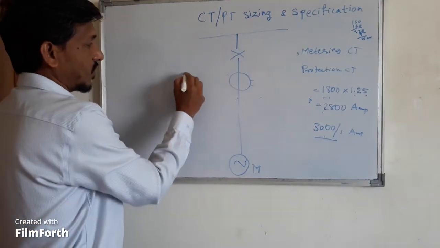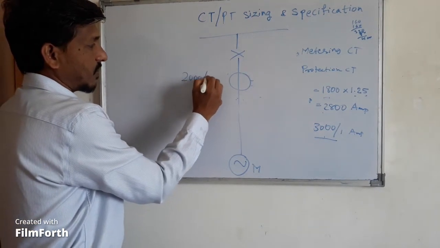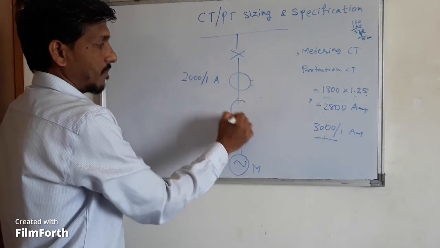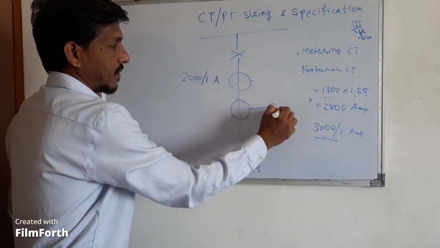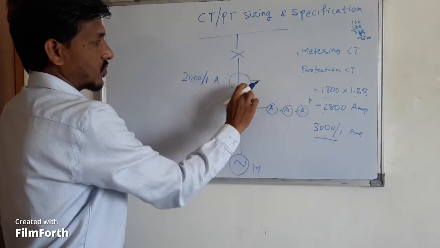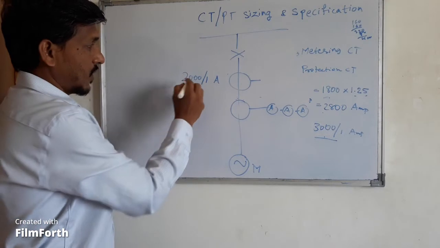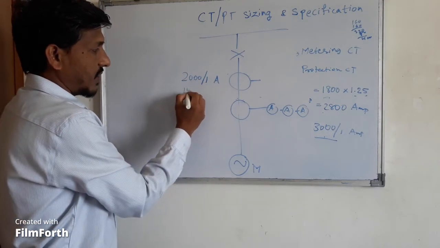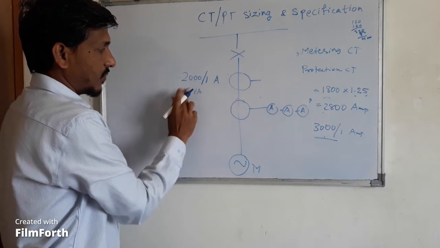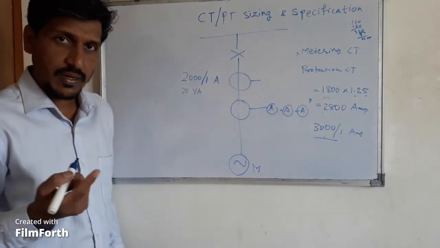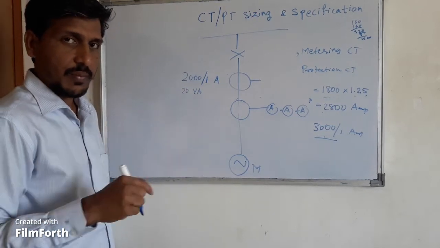The ratio is normally the same for a metering and a protection CT. We have considered the metering ammeter and a metering CT here. We will show the protection CT now. So the ratio is the same, 2000 by 1 ampere. Now the burden is 15 VA, or it could be 20 VA also. Same way, again, the calculations we have to ask the vendor. He will provide you if you demand it.